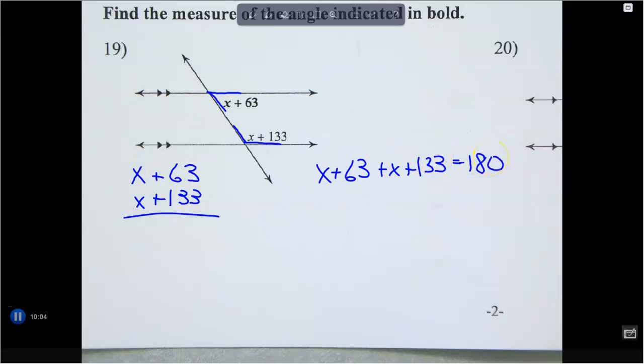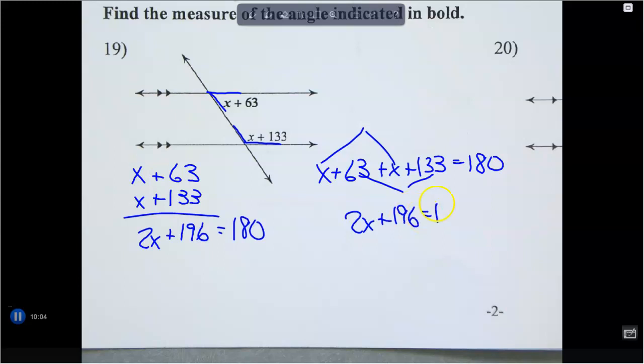So if I add these up over here, what's x plus x? 2x. 63 plus 133, you can just throw that in your calculator. It's 196. And so now I've added these two up. What do I set it equal to? 180. Well, if you're doing it this way, you can choose, I don't care. If I combine those two x's, there's my 2x. And if I combine the numbers, there's my 196. And I get the same thing either way. You're going too fast. I'm trying to show it both ways. You don't need to know both. I was just giving you two examples.